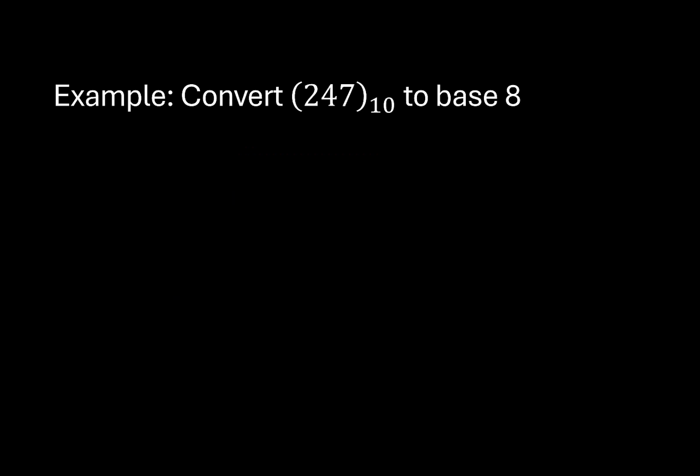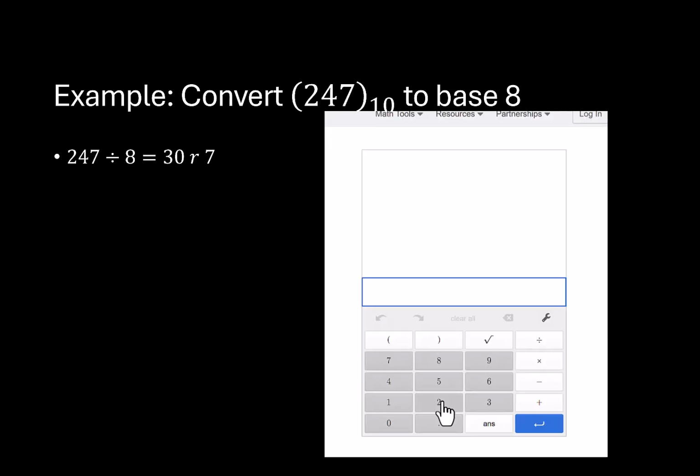Let's do 247 base 10 to base 8. We'll start with 247 divided by 8, which is 30 with a remainder of 7. If this feels tricky, remember you can use a calculator. If you divide 247 by 8, you get 30.875. Don't worry about the 0.875. Here's what we'll do. We'll do 247 minus 30 times 8, which gives us a remainder of 7.